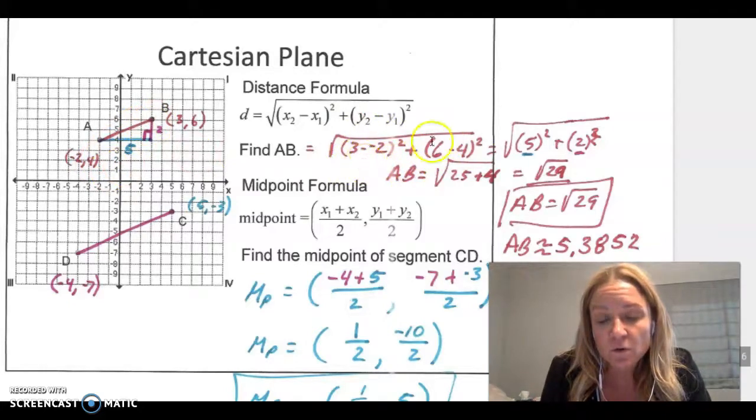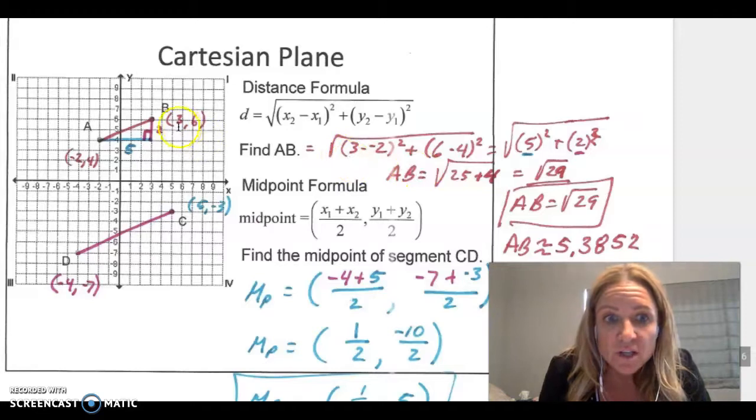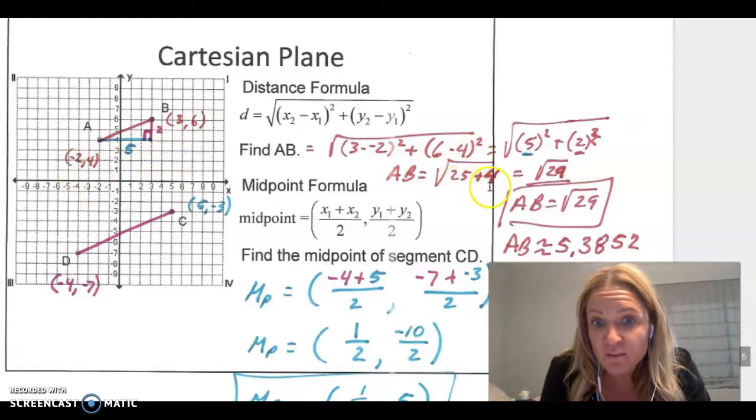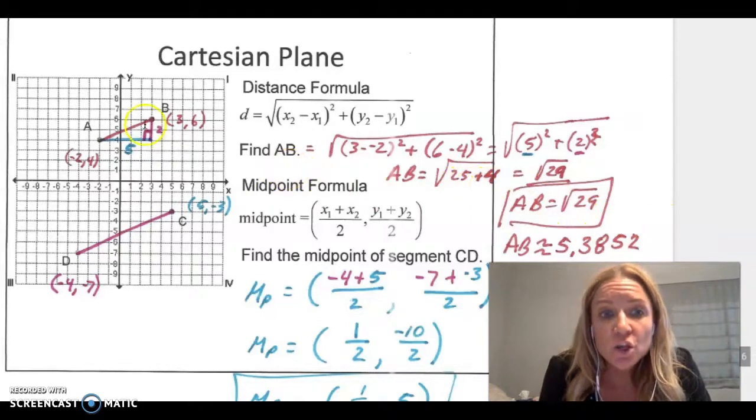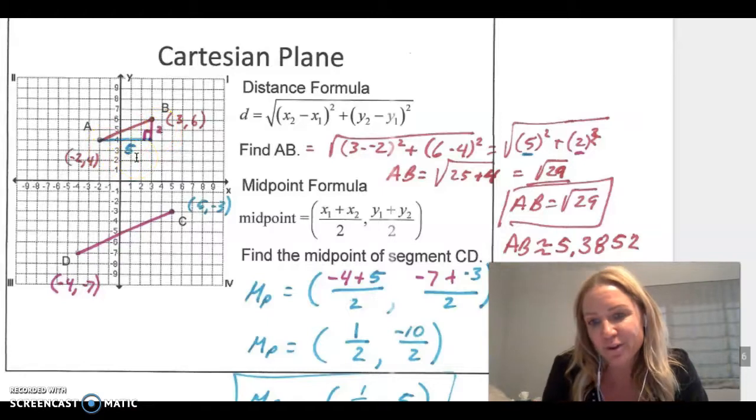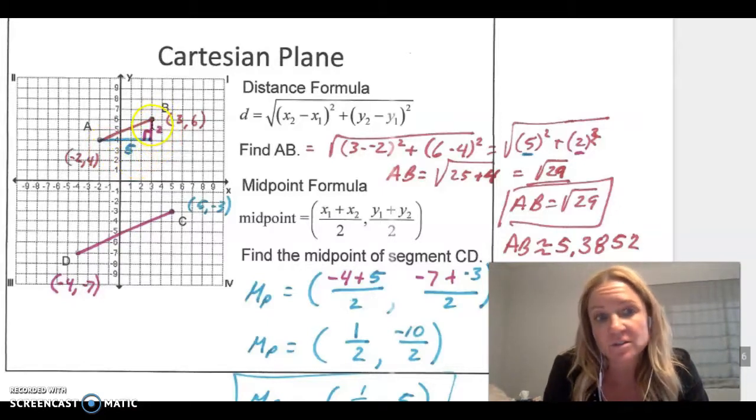So you can either use that distance formula, plug in your numbers, your x value minus your x value and square it, your y value minus your y value and square it. You'll get 25 plus 4, which is what, 29? Or you can drop this point down and then take this point over and create this right triangle. And then use the Pythagorean Theorem, because you can count this side's 2, this side's 5.